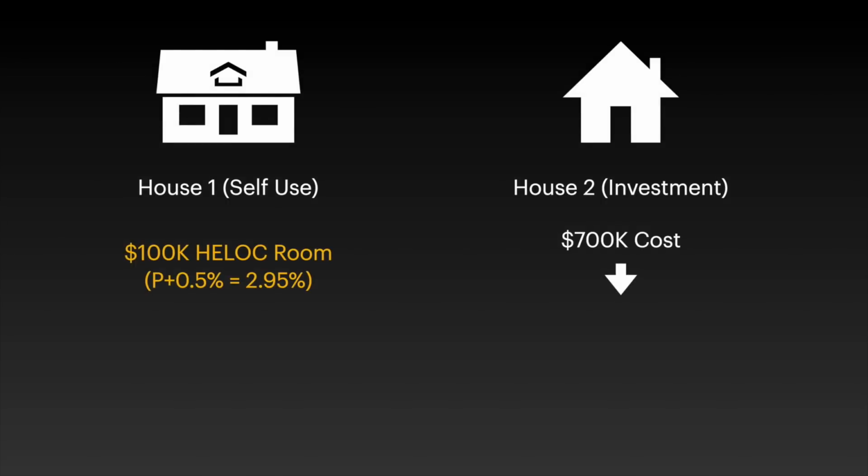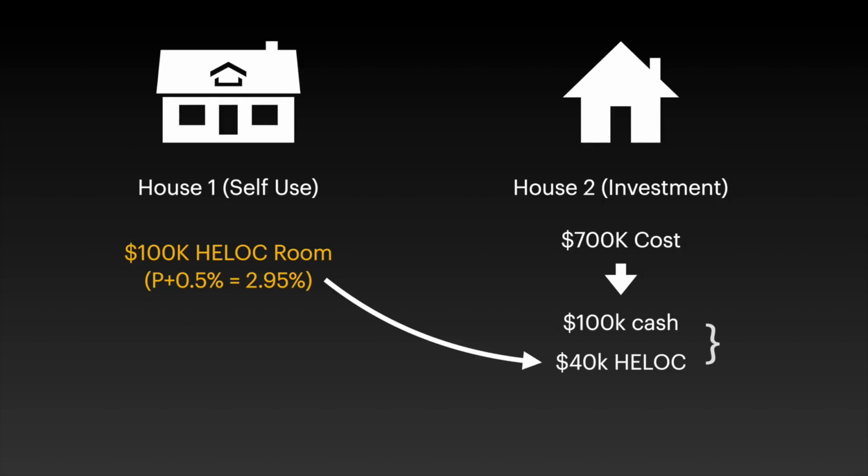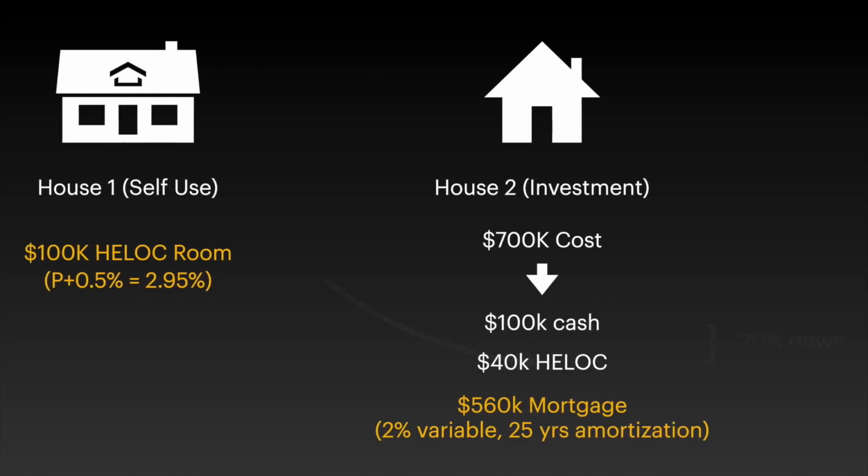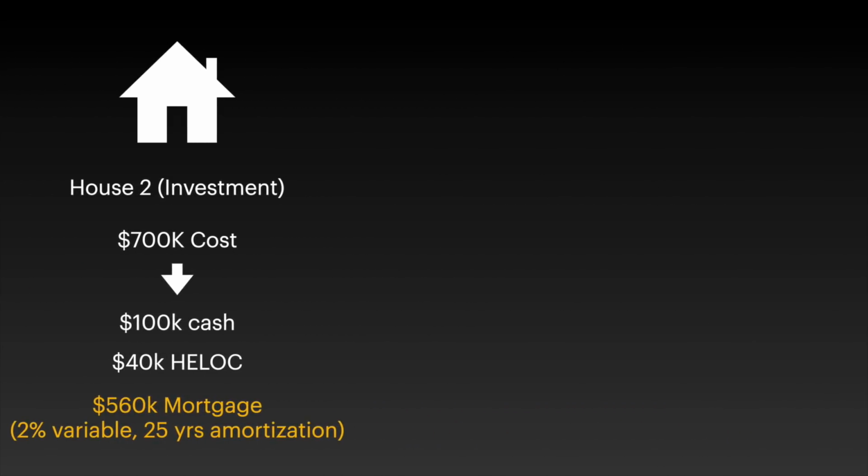So before we talk, originally this was their plan. They wanted to take 100k of their cash as down payment, plus the 40k of line of credit that's in the current home to make up a total of 20% down payment. And for the remaining 80%, which is 560k, they wanted to borrow a mortgage at 2%, 5 years variable, 25-year amortization. So right away, this is their monthly breakdown cost.